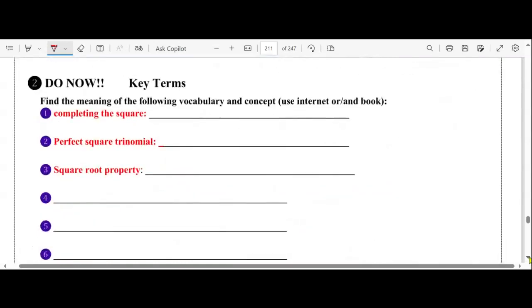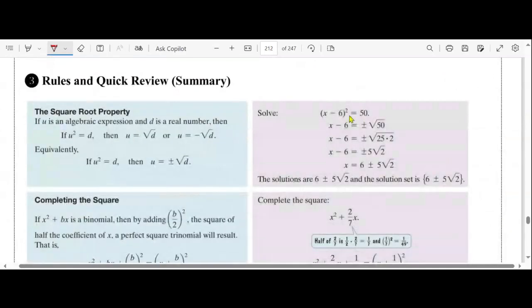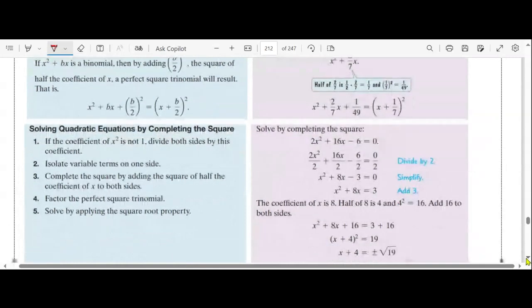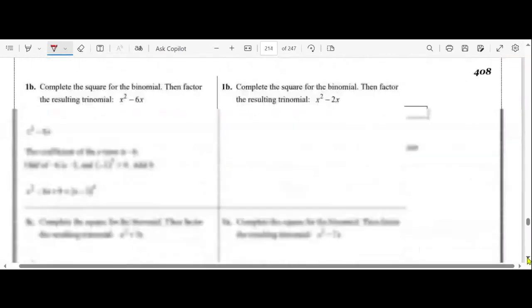So spend some time to find the meaning of those three terms: completing the square, perfect square trinomial, square root property. Let's go for the summary. Here, what should I do to get rid of the square on both sides? And you get the answer, right? You already have done this and you already know how to do it, right? Let me take some simple examples for you to do together.